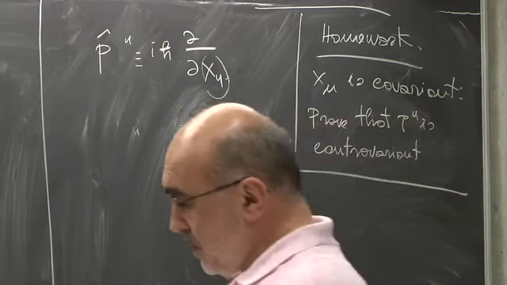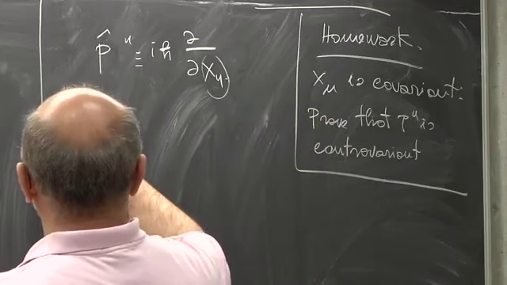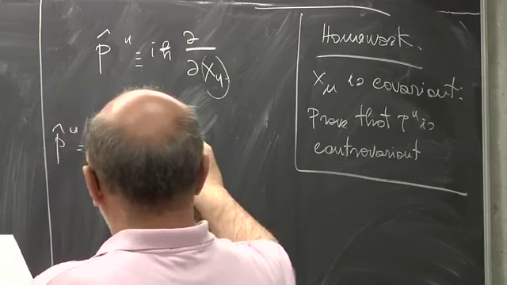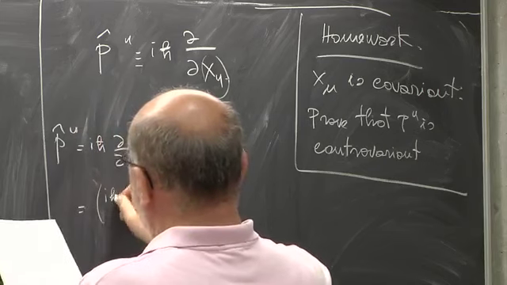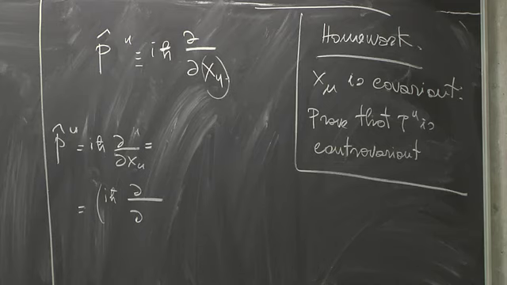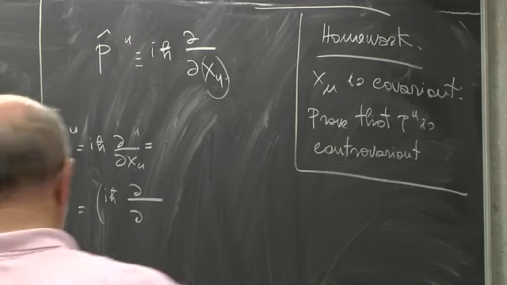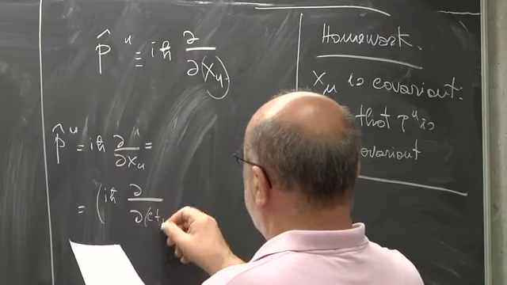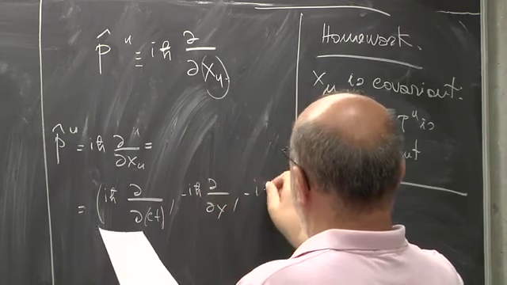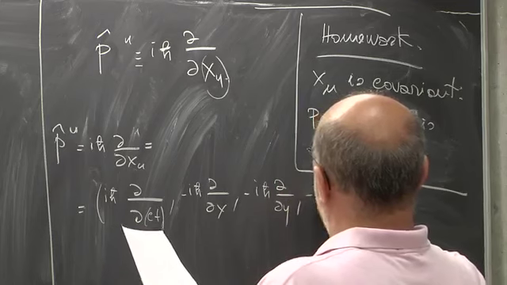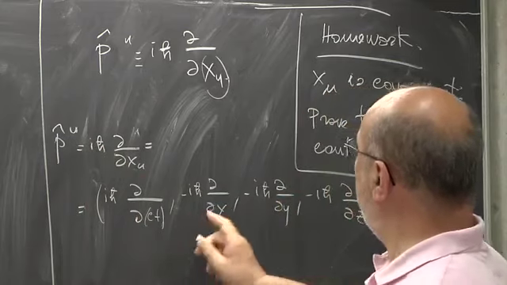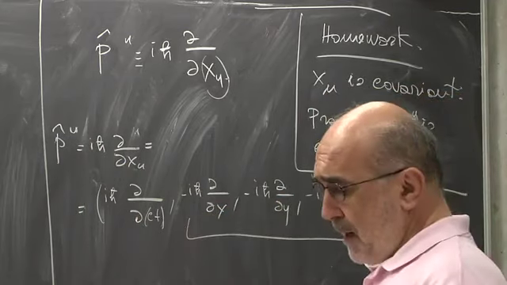Now let's see what we get from this P mu, iħ dx mu, and then basically it is iħ derivative. Now let's go and see x mu with the index down, what it is. It was this object. So basically we get the derivative with respect to ct, then we get minus iħ derivative with respect to x, minus iħ derivative with respect to y, minus iħ derivative with respect to z. So you see that the covariant one has the space part as you knew.